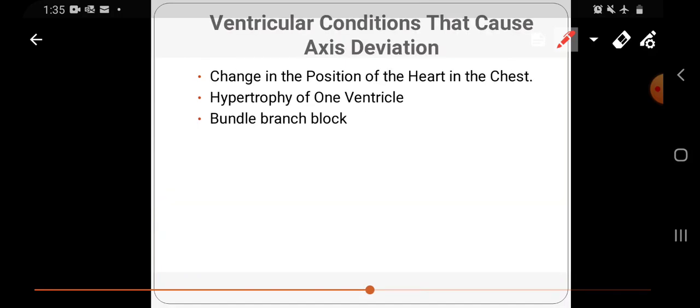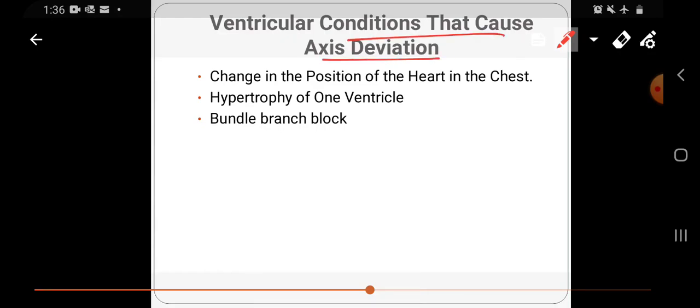طيب هيك بنكون خلصنا احنا الاريثمياز اللي بدنا نحكي عنهم. حكينا عن الساينس تاكيكارديا، الساينس براديكارديا، الساينس اريثميا. We talked about the ventricular fibrillation, atrial fibrillation, atrial flutter، وبعدين we discussed the different types of AV blocks. هلا يعني خلينا بس هيك نحكي briefly عن some of the conditions that might cause axis deviation.